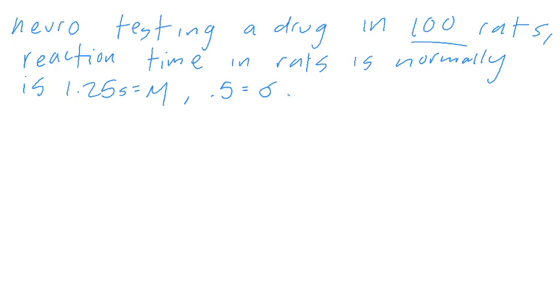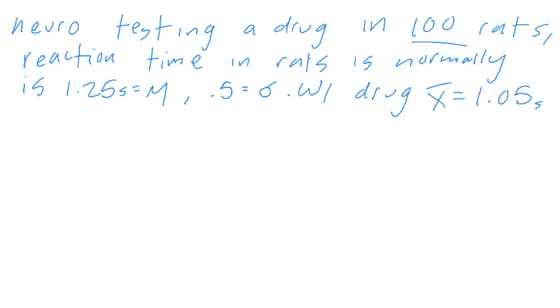Okay, so with the drug injection, mean reaction time is 1.05 seconds. So with the drug, our sample of 100 have a reaction time of 1.05 seconds. So what do we do here? What do we think?